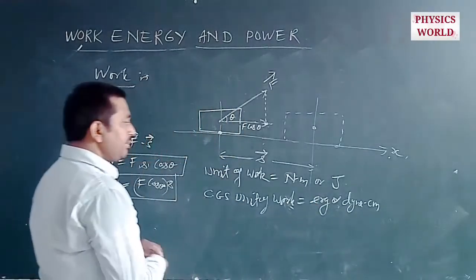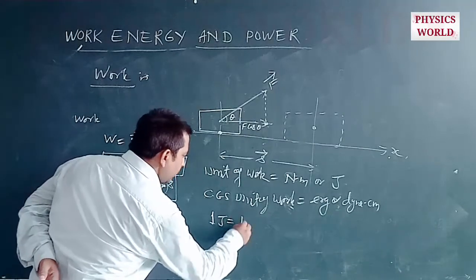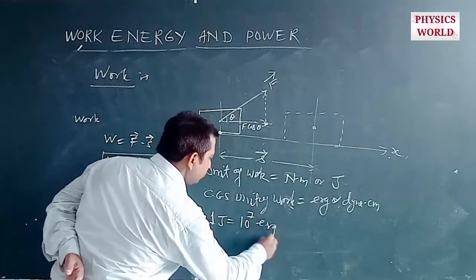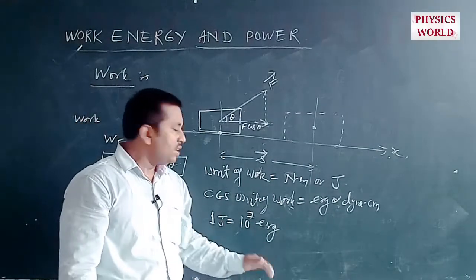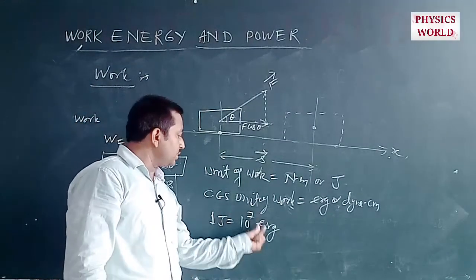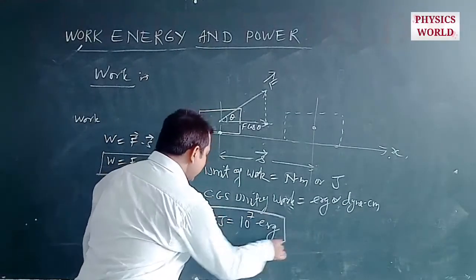So what is the relation between 1 joule and 1 erg? So 1 joule is equal to 10 to the power 7 erg. If we convert 1 joule into erg, then we get 1 joule equal to 10 to the power 7 erg. This is a particular relation between the joule and erg.